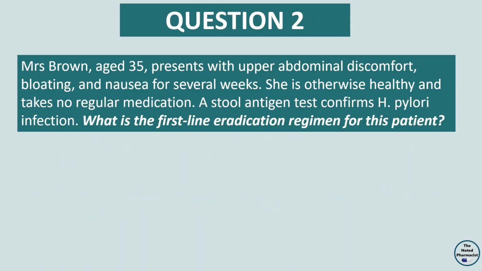Question 2. Mrs. Brown, aged 35, presents with upper abdominal discomfort, bloating, and nausea for several weeks. She is otherwise healthy and takes no regular medication. A stool antigen test confirms Helicobacter pylori infection. What is the first-line eradication regimen for this patient?